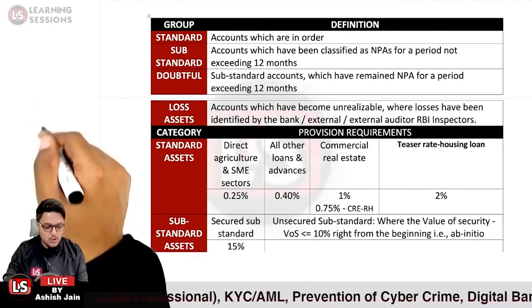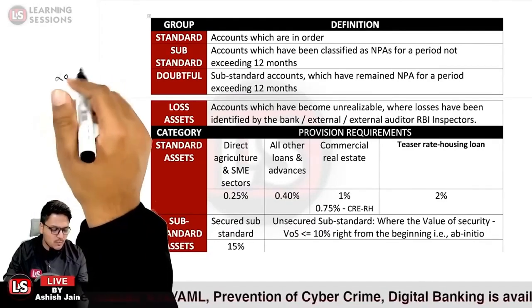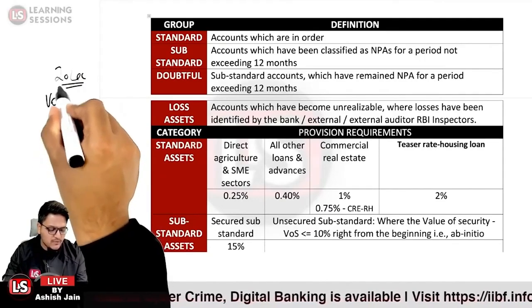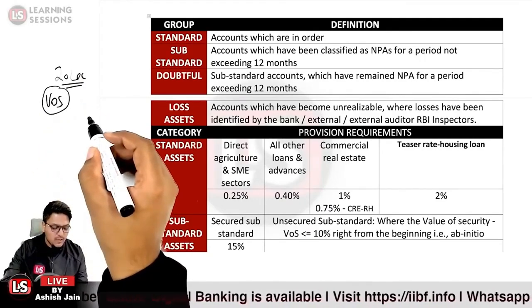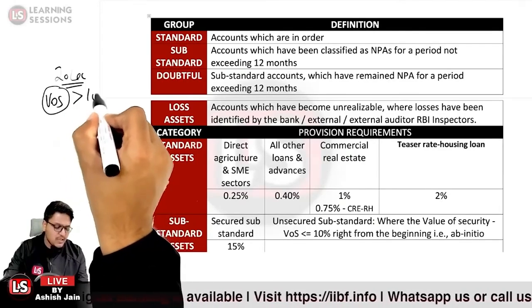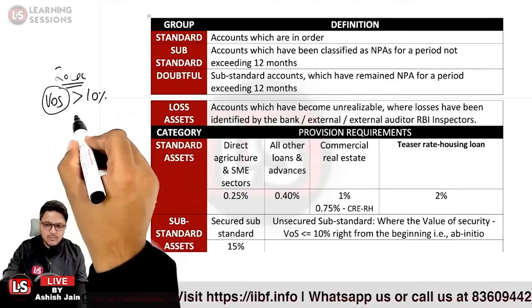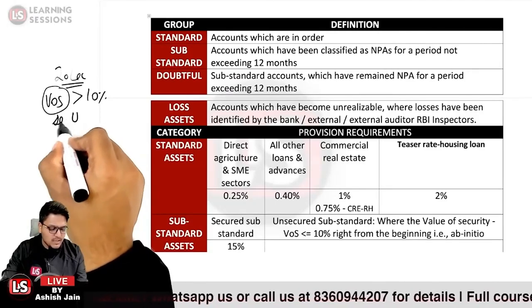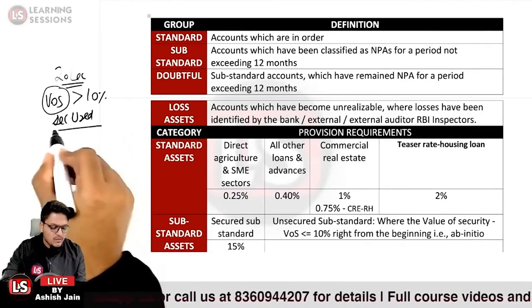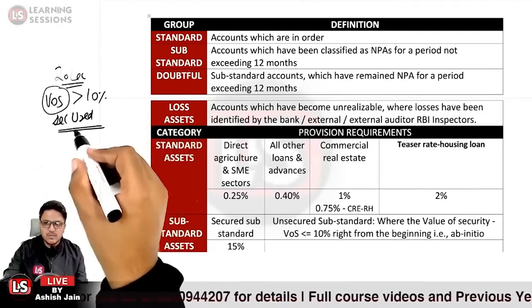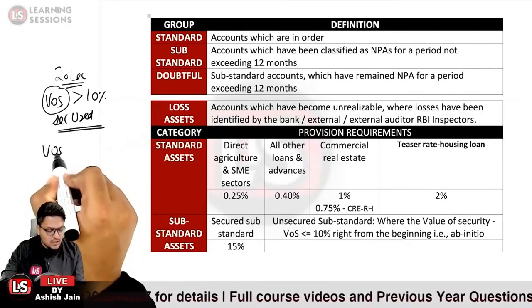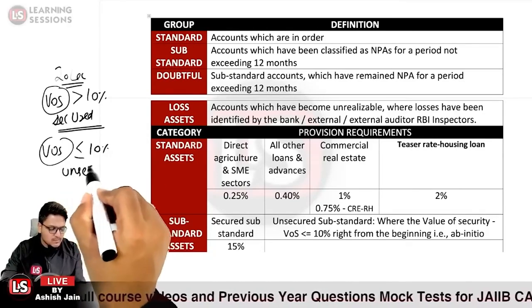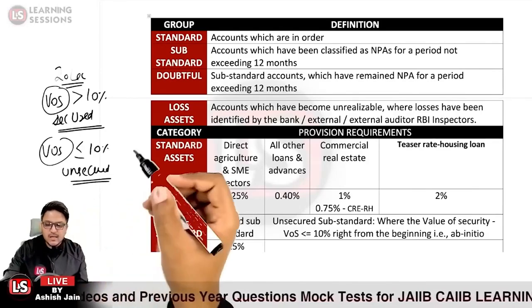In the case of a loan sanctioned, let us take the case that a loan amounting to rupees 20 lakh was sanctioned, and the value of security available at the time of sanction was greater than 10%. In that case it is said to be a secured loan. If the value of security is greater than 10%, it is said to be a secured advance. And if the value of security is lesser than or equal to 10%, it will be classified as an unsecured advance.